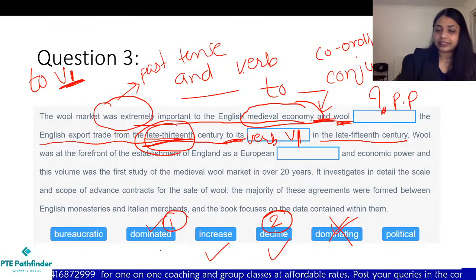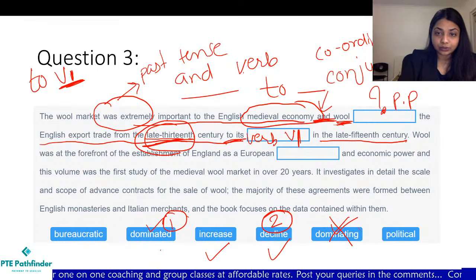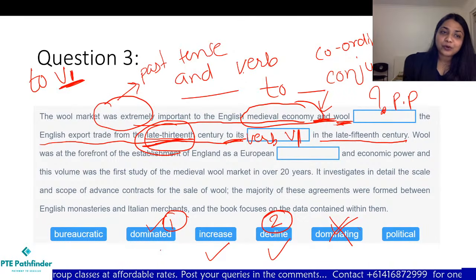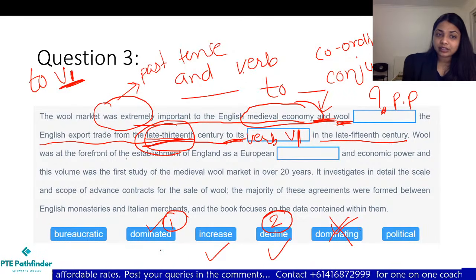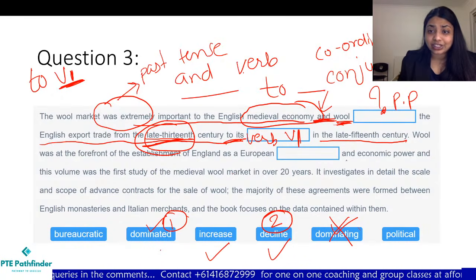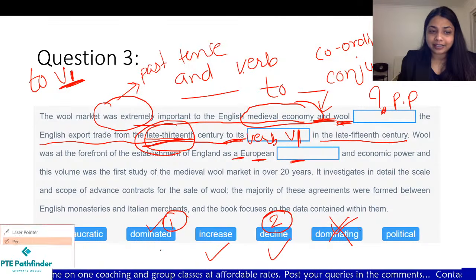Now, let's have a look at the next question. Oh, sorry, I think I missed a blank. So it says, wool was at the forefront of the establishment of England as a European dash and economic power. So as a European dash. Remember the grammar rule about the articles?